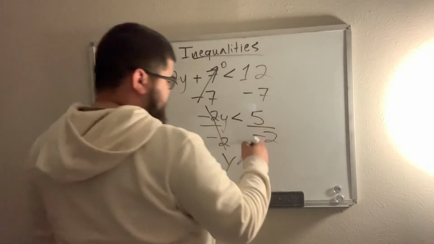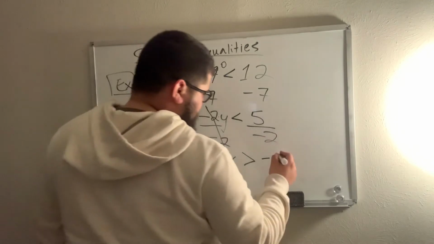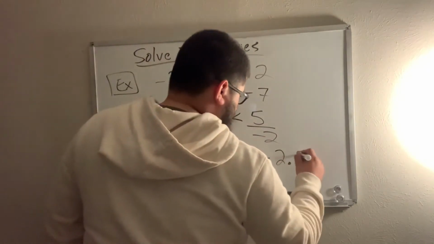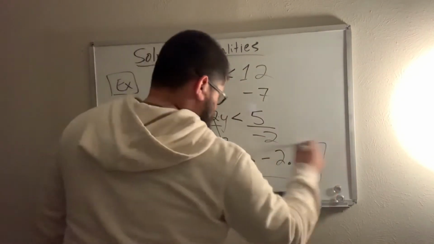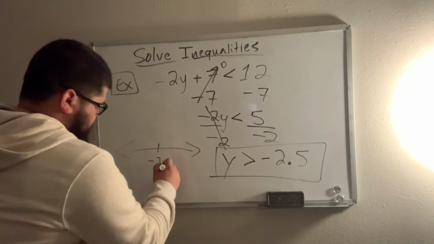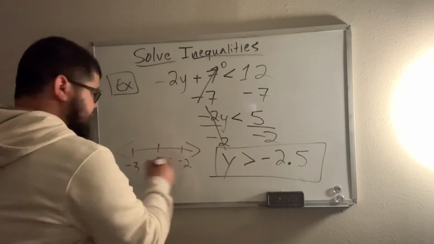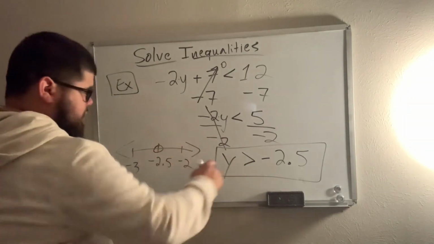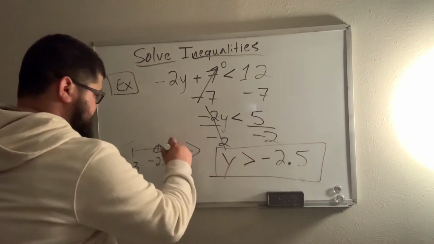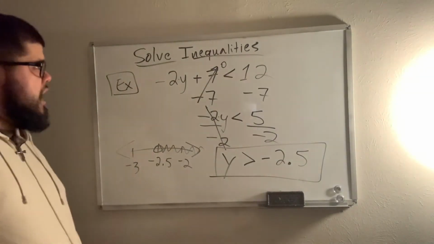Now, what's 5 divided by negative 2? What's a positive divided by a negative? We know it's going to be negative. What's 5 halves? What's half of 5? Or what's 5 divided by 2? We get 2.5. Draw a number line solution. Negative 2.5 is here. Negative 2, negative 3. Open circle. We're going to shade that way. There it is.